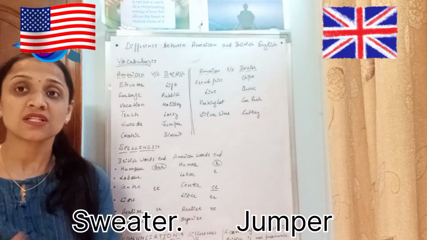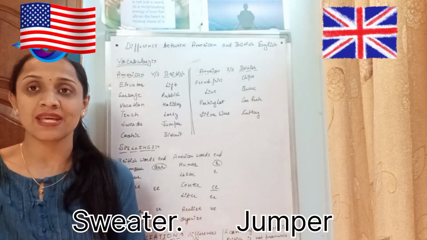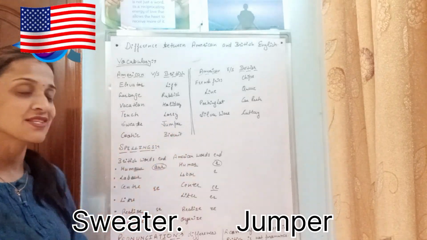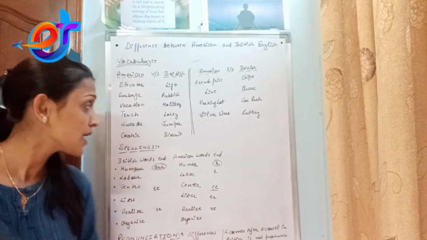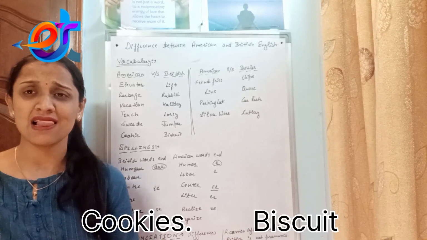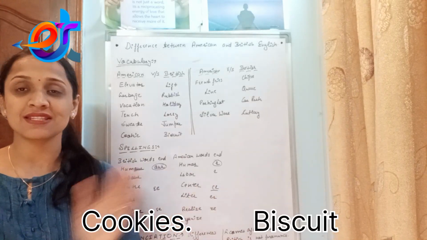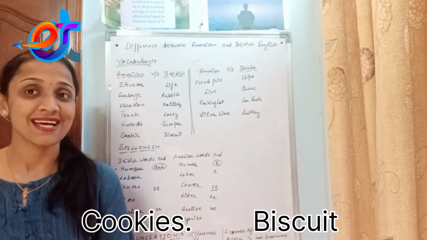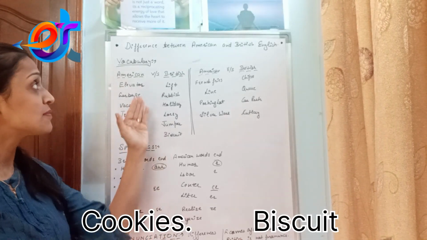The next one is sweater. In the winters we carry a sweater. In the American it is used sweater, as well as in British it is used jumper. Jumper. The next one is cookie. I love to have a cookie. Whereas in the British it is used biscuit. Biscuit. So here we talk about some different vocabularies.